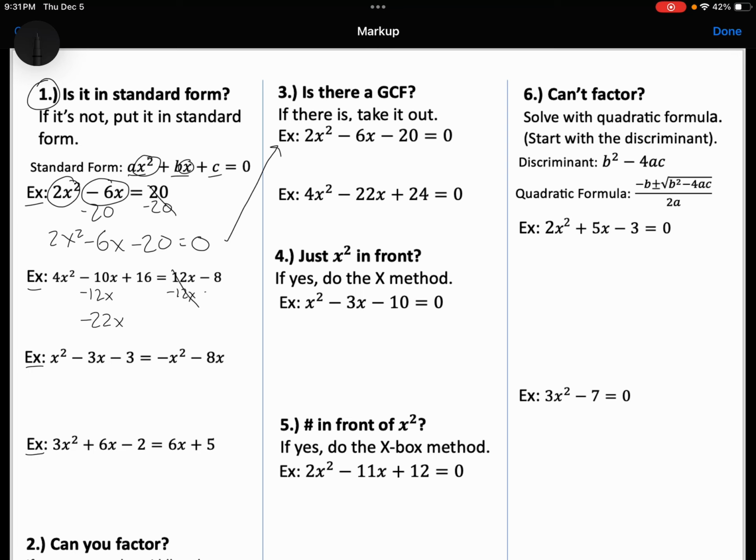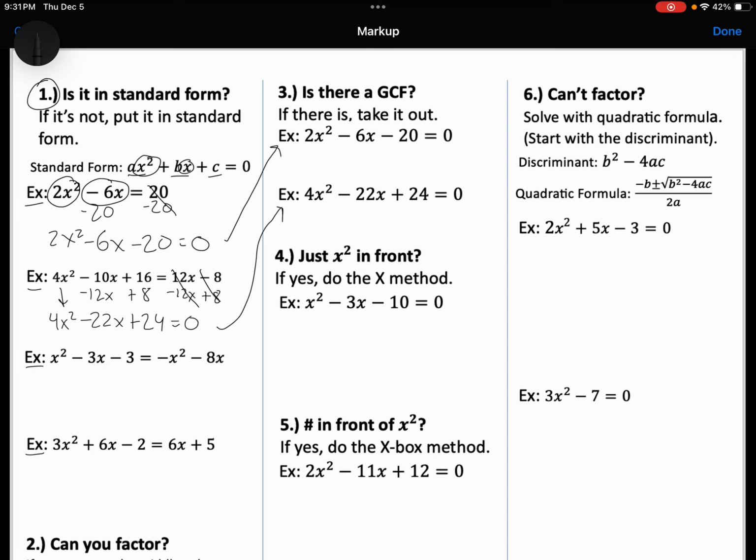I might also need to add 8 in order to get rid of this minus 8. And I can add 8 to 16, so that will give me 24. I've canceled everything out on the right side, so I have just 0 here. And I'll bring down this 4x squared, which gives me 4x squared minus 22x plus 24 equals 0, which is this problem that we will look at later.